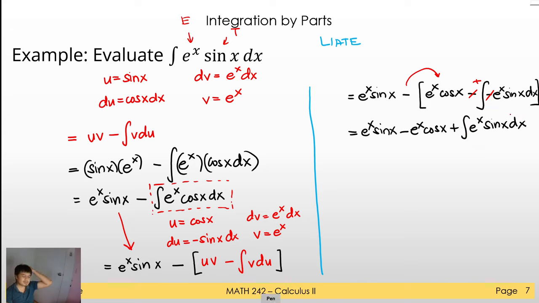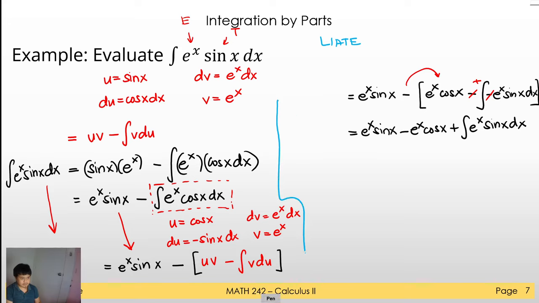Well, we can use integration by parts here. But we know that this integral, we're trying to solve for the integral of e raised to x sine x dx. So everything here is equal to the integral of e raised to x sine x dx. Therefore, this expression on the right-hand side is actually equal to the base problem, e raised to x sine x dx. Actually, this should be negative, sorry.